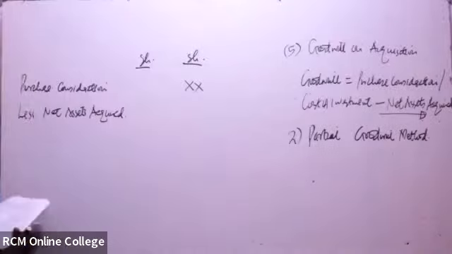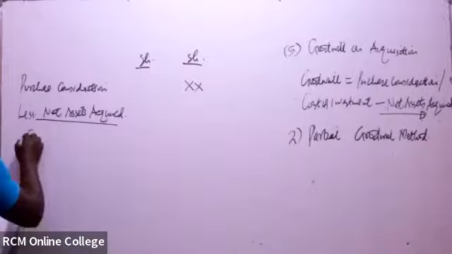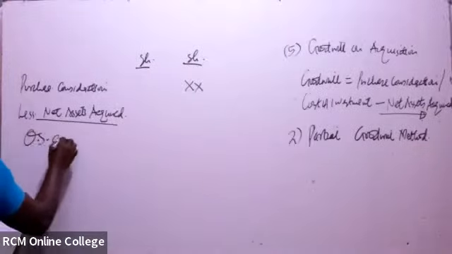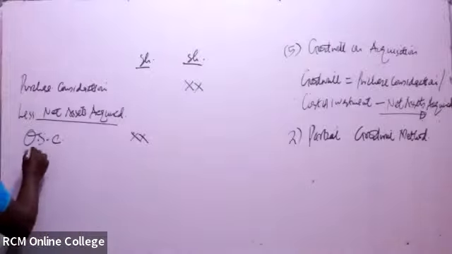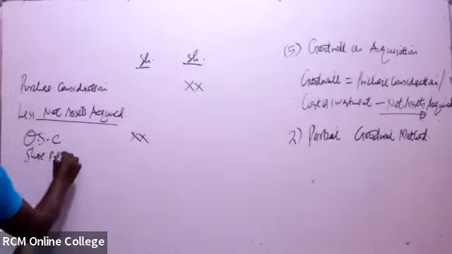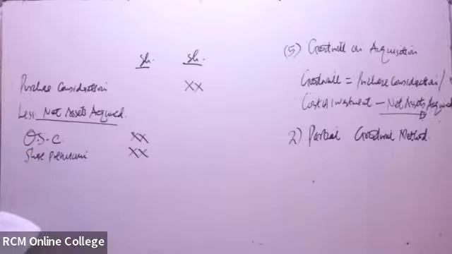The net assets acquired. Under the net assets acquired, you consider ordinary share capital. You consider if there was a share premium, it is part of the net assets. This one you pick from the equity part of the subsidiary.